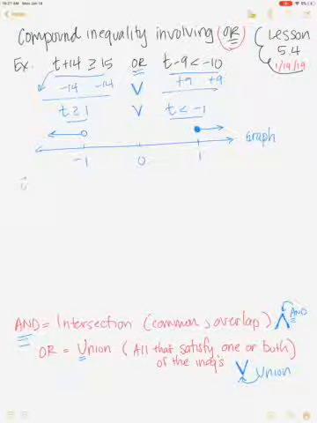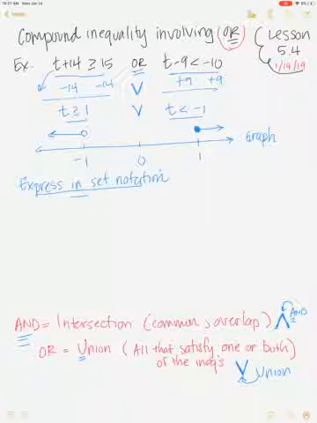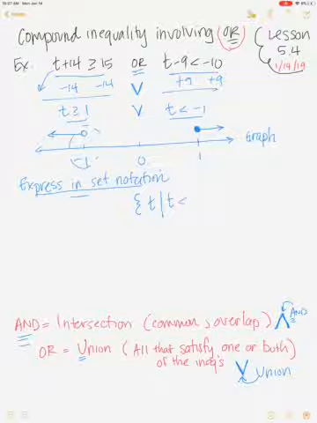So how do we express the solution in set notation? Expressing it in set notation is a little bit tricky. I can't do it as an Oreo cookie like I did in class today with the and type of compound inequality. For this one, I'm going to open up my curly braces. I'm going to start with t such that t is less than -1, and then I'm just going to put the word or. t is greater than or equal to 1. I'm going to close that off.